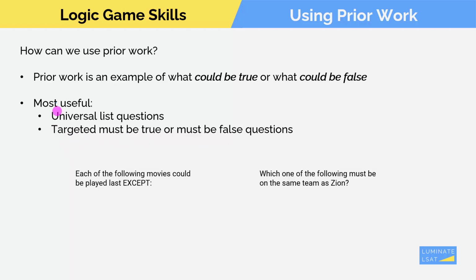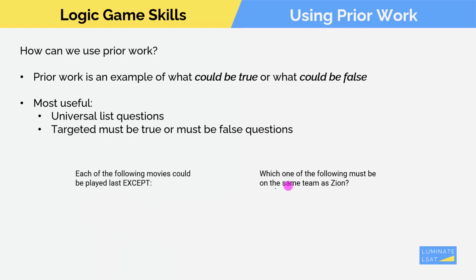Now, the reason that prior work is extremely useful on this kind of question is because your prior work is very often going to allow you to eliminate answers. It's almost a guarantee that any prior work you do, even if it's not that much, is going to help you get rid of wrong answers. For example, if you have an order where you have, let's say, the comedy movie played last, well, then you can get rid of that as an answer if it appears on this question.